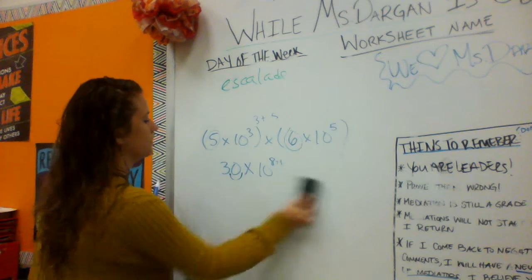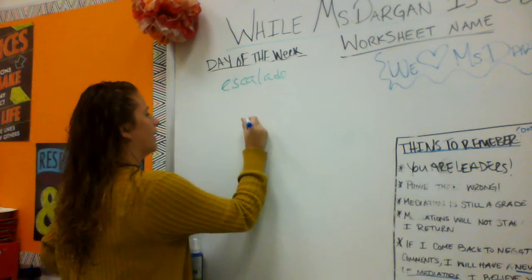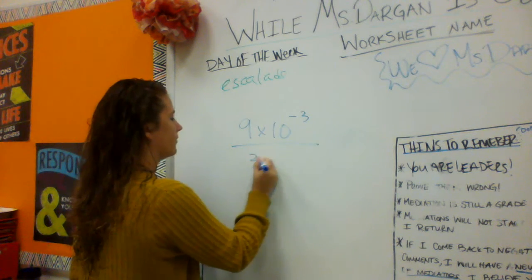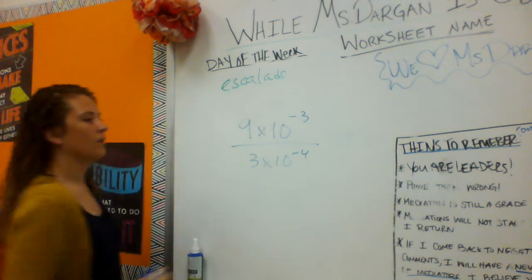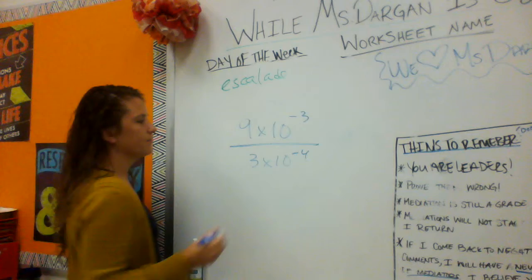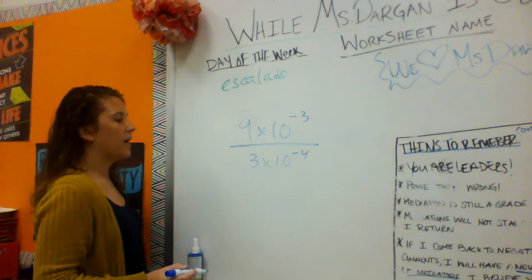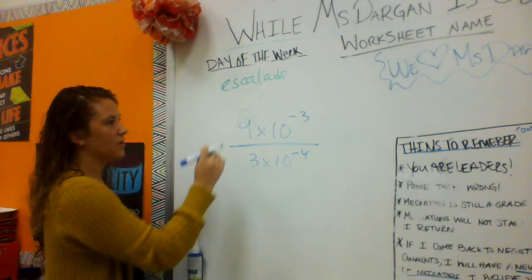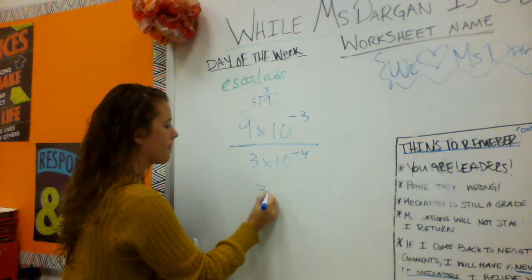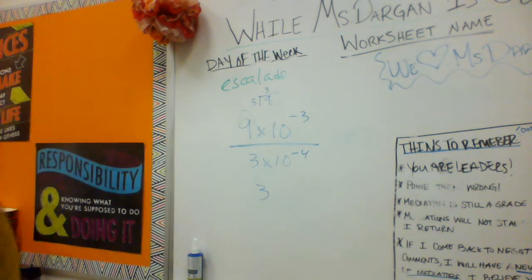Awesome. Next problem. Next one we are going to do is division. I have 9 times 10 to the negative third divided by 3 times 10 to the negative fourth. Again, the first thing I want to identify, what operation am I doing? Well, I just gave that away. We are doing division. So we know tricks and shortcuts for division. Let's start with our whole numbers. 9 divided by 3, and I can check to make sure that I do it the right way by doing top in, bottom out. 9 divided by 3 is 3.